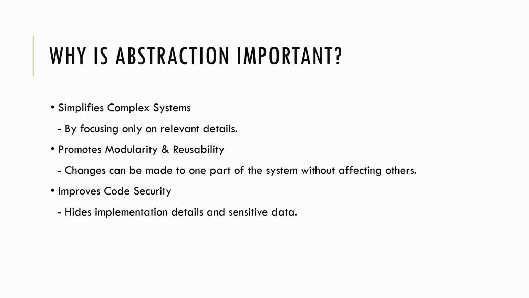Abstraction is incredibly important in software development. It simplifies complex systems by focusing only on relevant details. It also promotes modularity and reusability, allowing you to update one part of the system without affecting others. Additionally, abstraction enhances security by hiding sensitive implementation details, making your code more secure and maintainable.